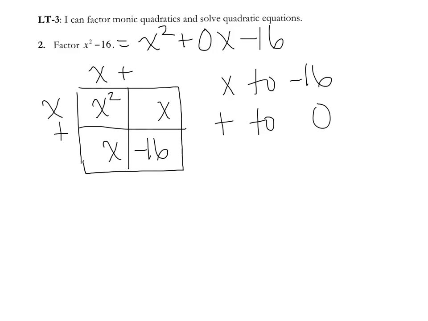We also need them to multiply to make a negative 16. 16 is 4 times 4, so we could use the two numbers negative 4 and positive 4. Those definitely add up to make 0, and they multiply to make a negative 16. So those are going to be my numbers that go in front of my x's in my multiplication box.